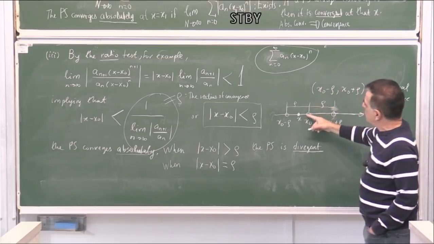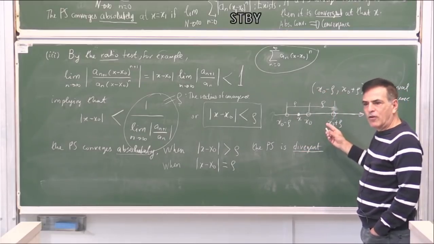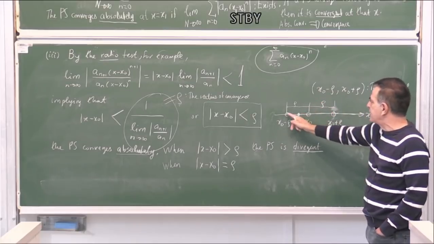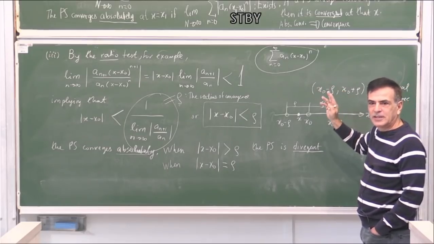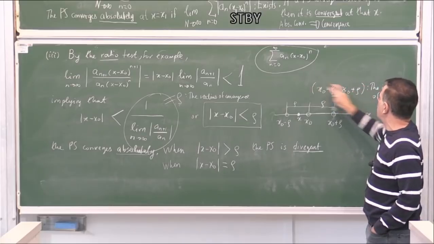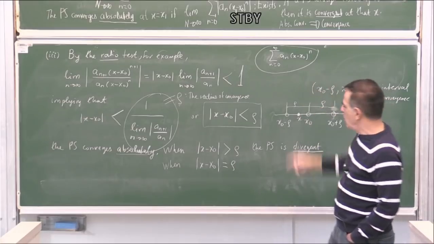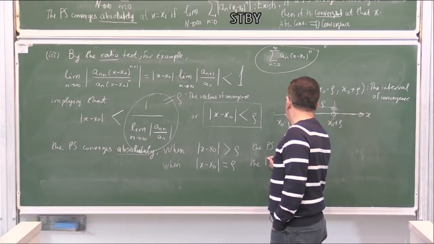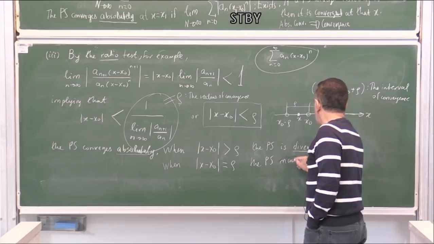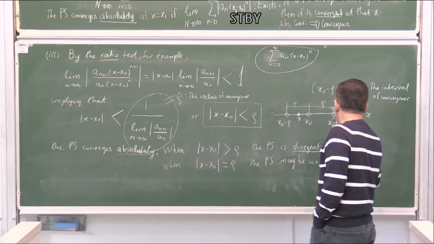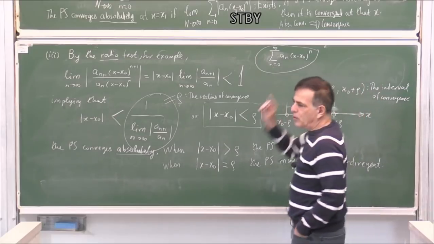Okay? So at the endpoints of this interval, the series may be convergent or divergent. So when we find the behavior of the series at the endpoints, we can find the exact interval of convergence of that series. So the series may be convergent at both endpoints, or maybe convergent at only one endpoint. The power series may be convergent or divergent. These are known from calculus.